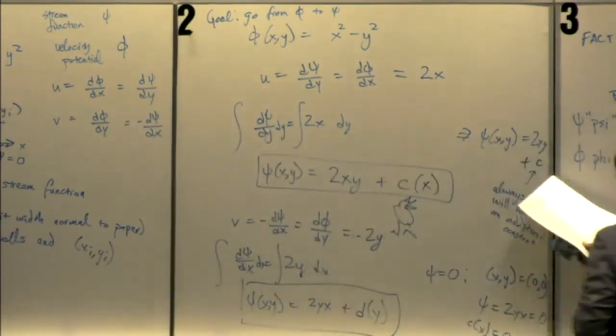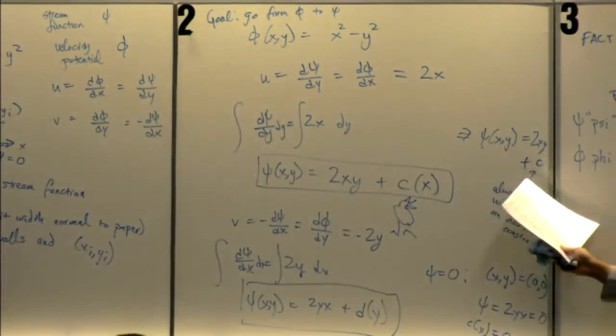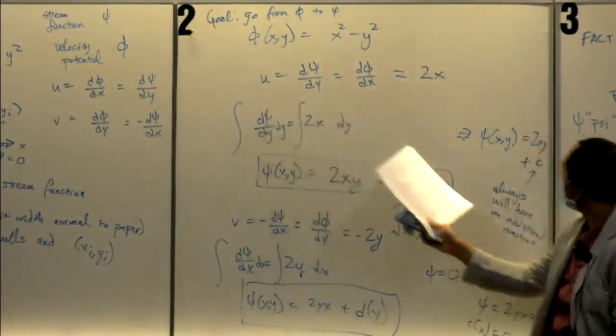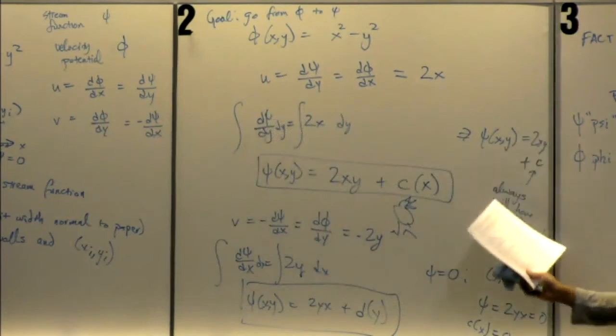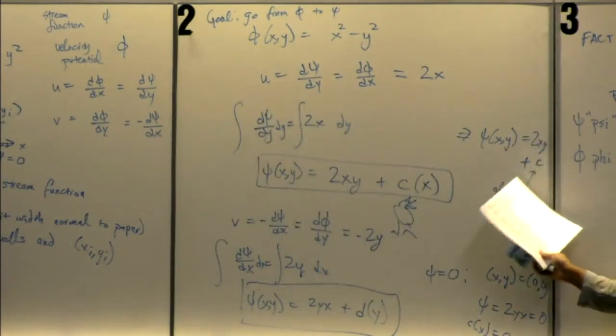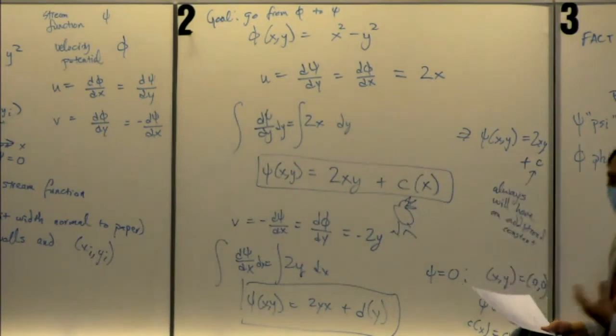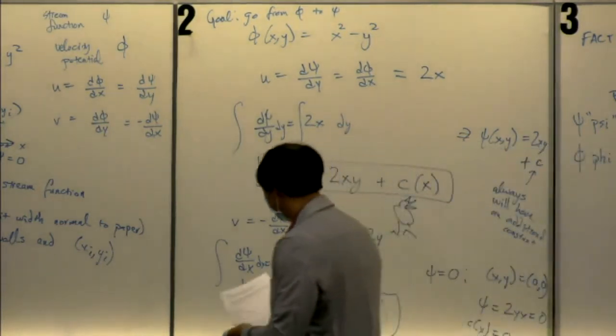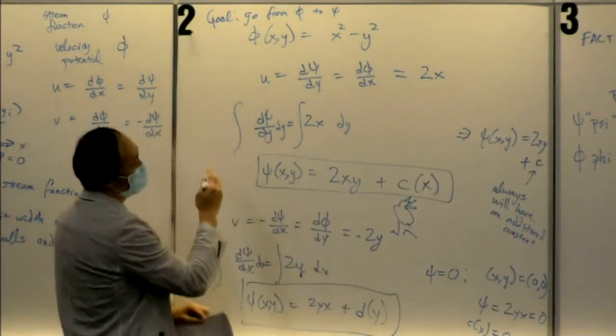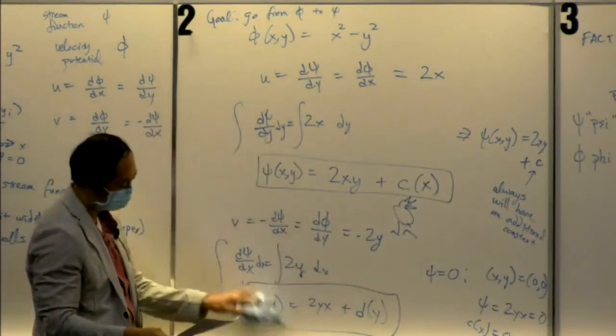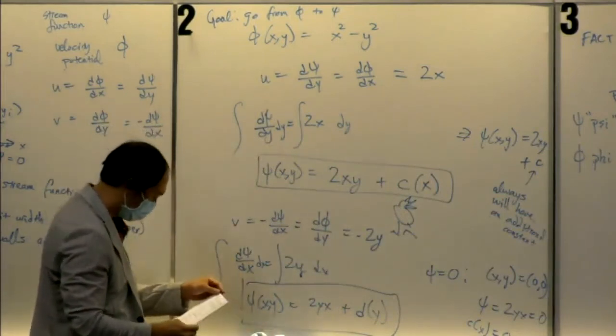For example, if I put a c equal to 100 million, my x velocity is still going to be whatever is given by this 2xy. So we're always going to have an extra constant there. And for convenience, we usually just set it to be zero because it doesn't physically affect what we're trying to get. Phi and psi are really just tools to figure out the velocity field. Unless you're trying to draw the streamlines, people usually don't care.